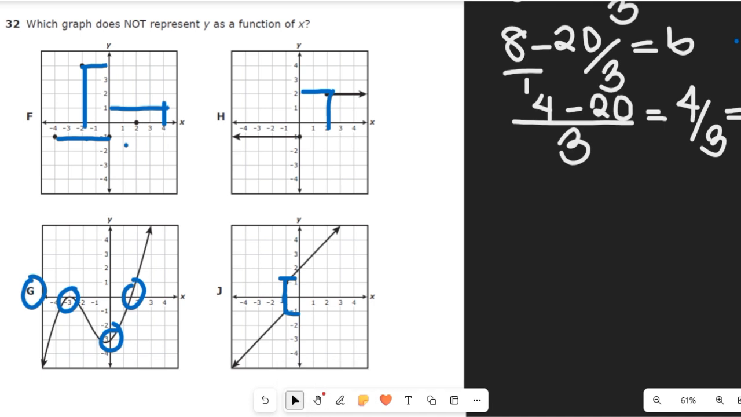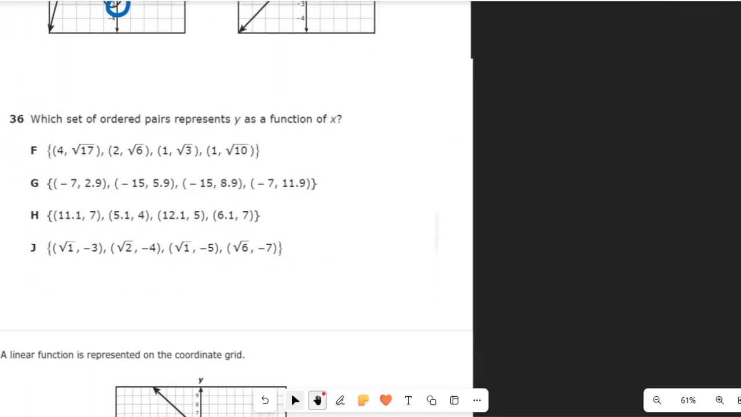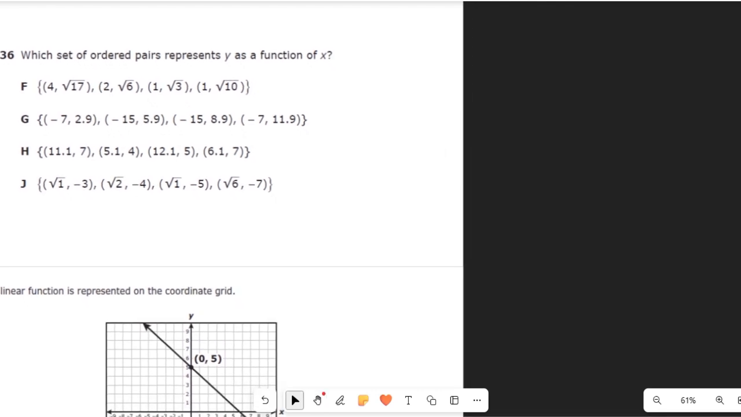Now let's look at the next question. In the next question, we are given these sets of ordered pairs. The question says, which set of ordered pairs represent y as a function of x? Which set of ordered pairs represent y as a function of x? Now, how do we solve this question?